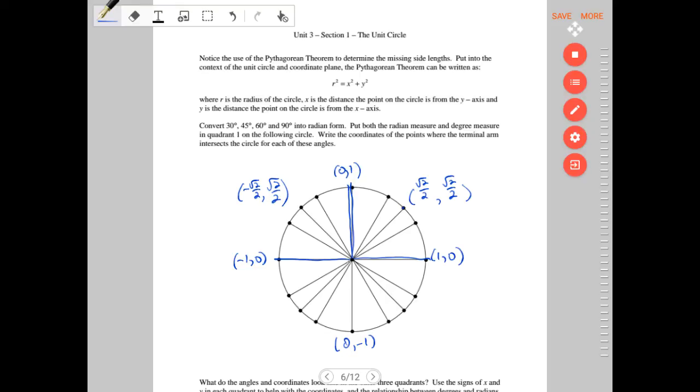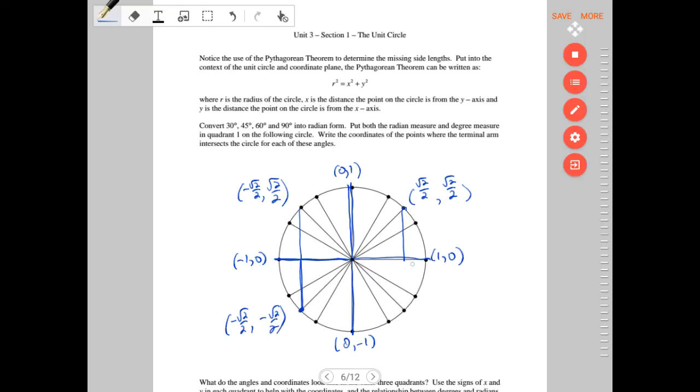Okay? Let's go into quadrant 3. Here's my 45-degree angle, or my pi over 4. So again, it's going to be the same distance from the x-axis as it is in quadrant 1 and quadrant 2. So it's still going to have the exact same coordinates, but now x is negative and y is negative because of quadrant 3. So that's negative root 2 over 2, comma, negative root 2 over 2.